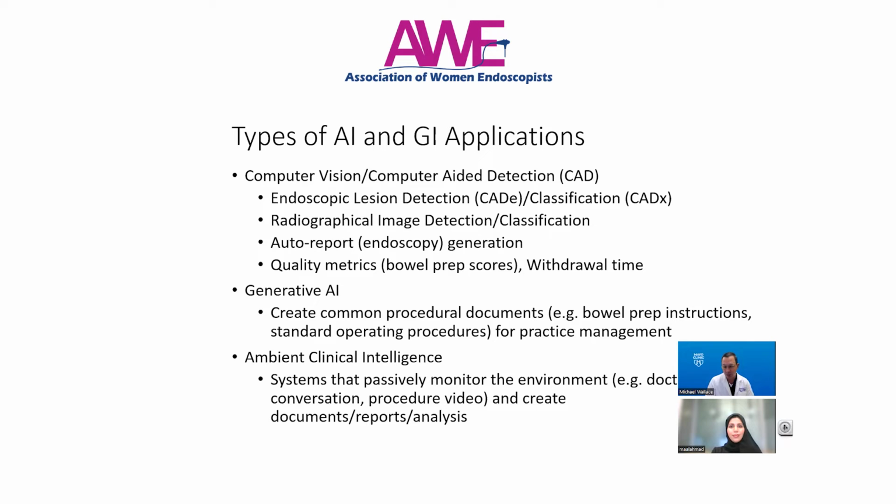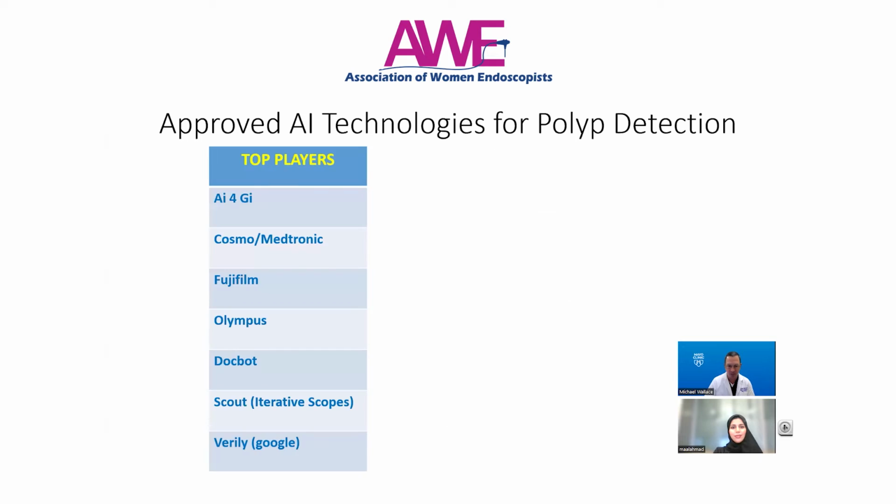And one of the most practically beneficial applications are things like auto report generation. Because it can see what we do and generate text, it can actually start writing reports just based on what's on the visual screen. And it can certainly automate common tasks that we do, such as measuring bowel prep scores, withdrawal time, even adenoma detection. We won't have time today to talk about generative AI or other systems, so-called ambient clinical intelligence, but these are certainly applications in the GI space.